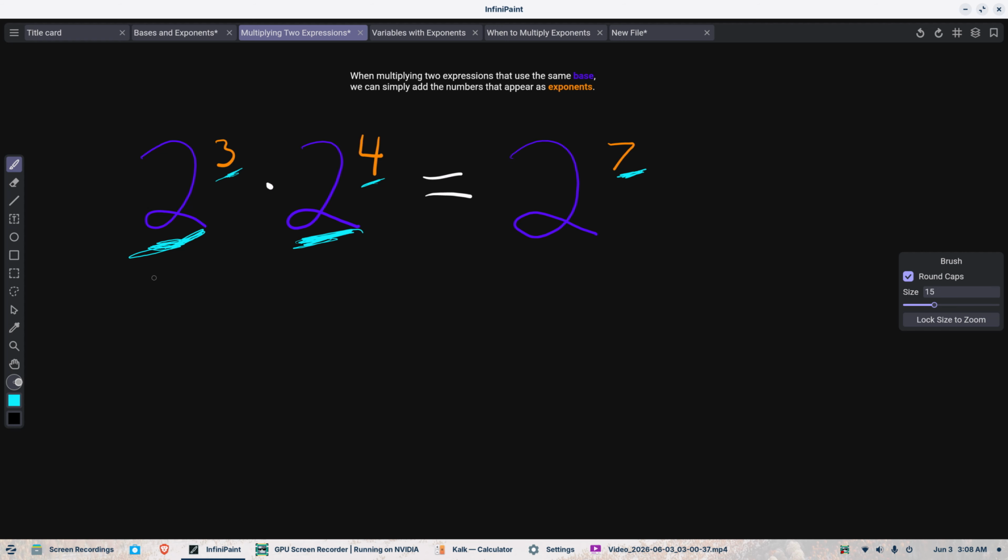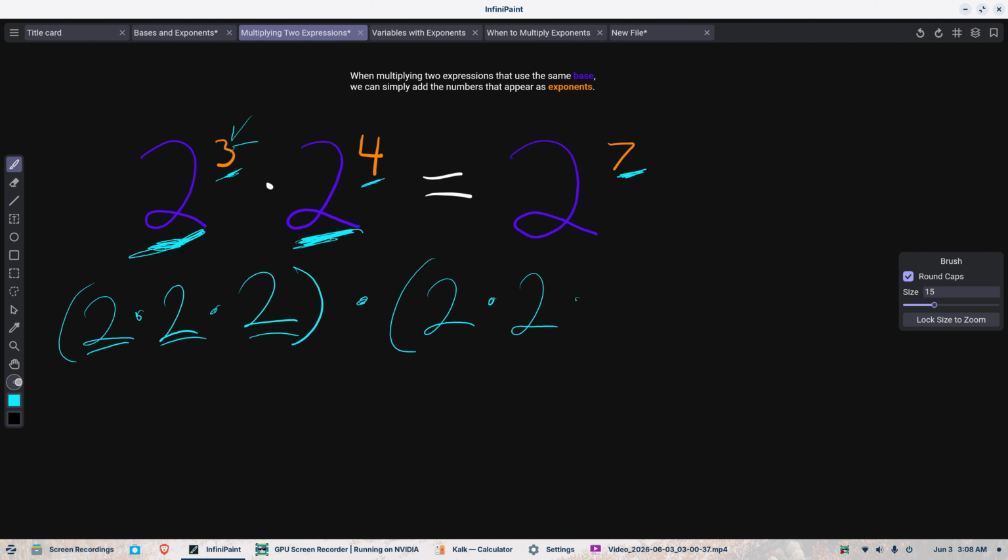So let's say we had this, so we're going to expand this expression here. We'll take 2 times 2 times 2, because this would be 2 raised to the 3rd power. So you can count 3 2's here, accounting for the 3 exponent that we have here. And then we would multiply this by 2 to the 4th power. So this would be 2 times 2 times 2 times 2.